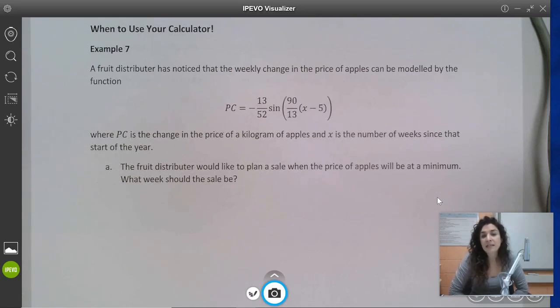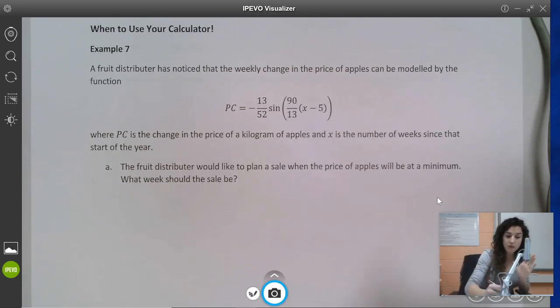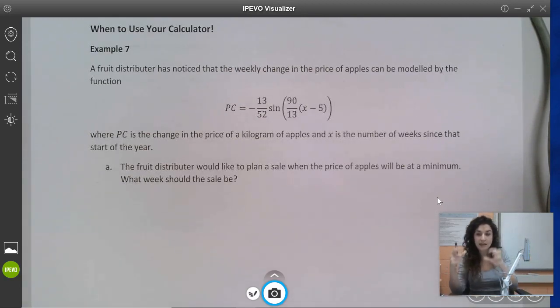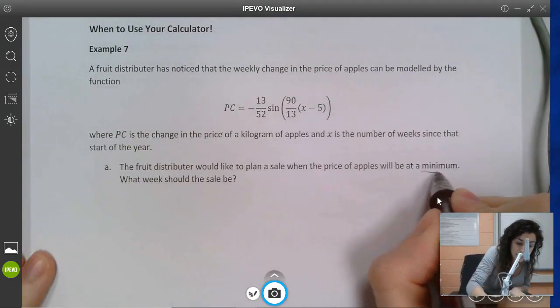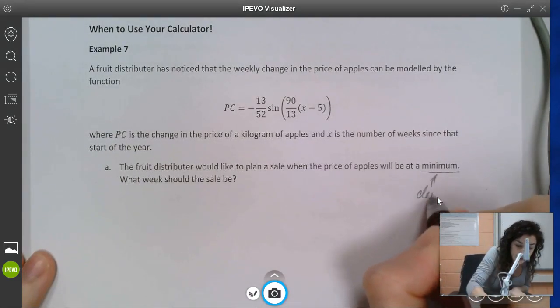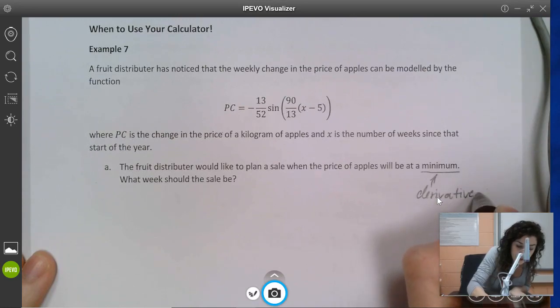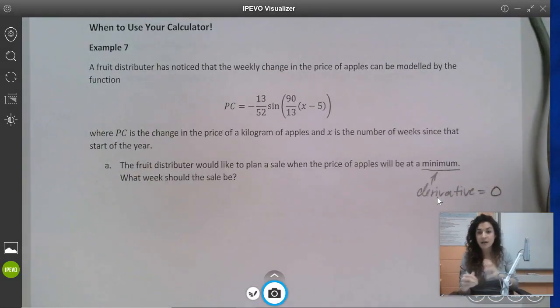So it says a fruit distributor would like to plan a sale when the price of apples will be at a minimum. What week should the sales be? So highlighters, for those of you who like to highlight things and stick out nice words. So a nice word here is minimum. That means that the derivative equals 0. We'll have to create a sign diagram and take a look at, okay, was it positive and then negative or negative and then positive? Either way, that'll help us figure out where the minimum is.